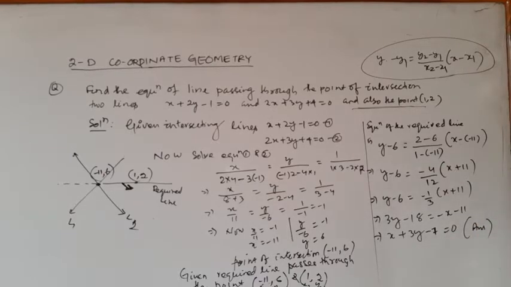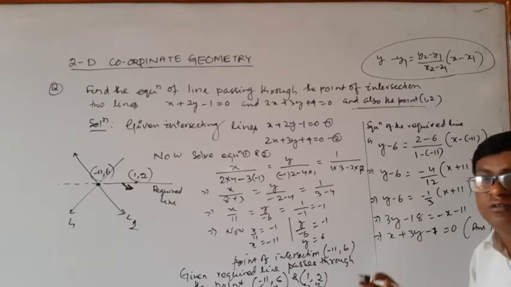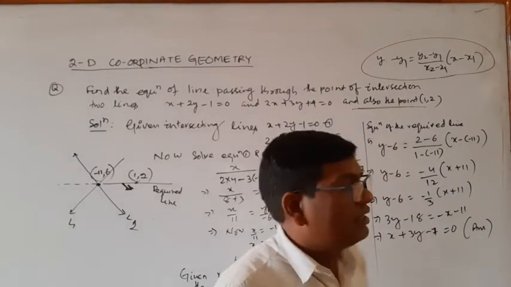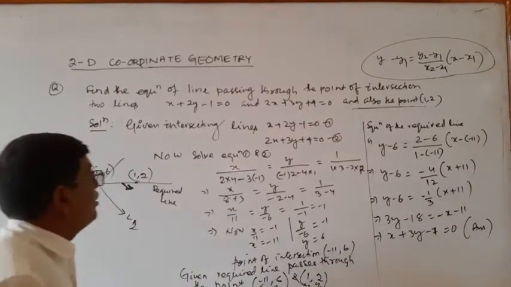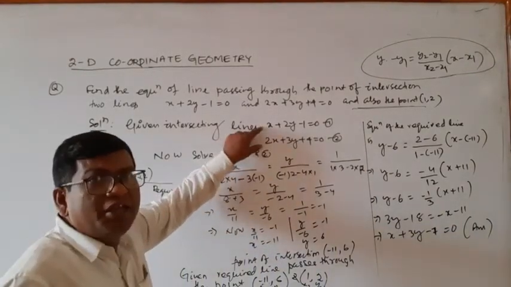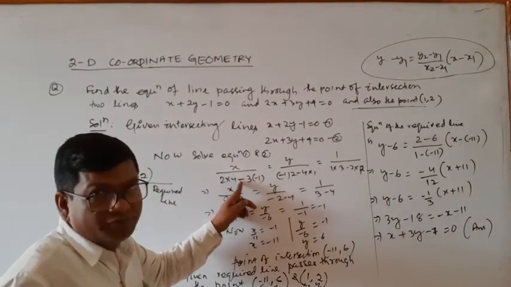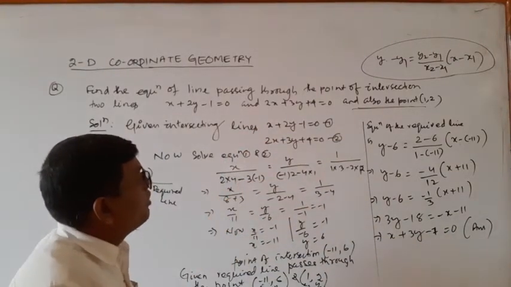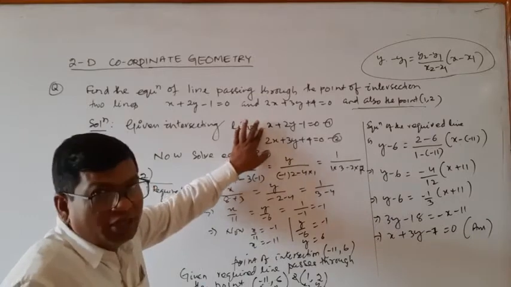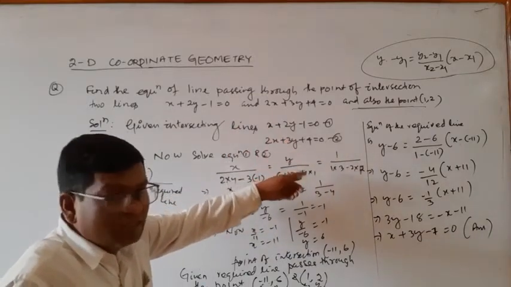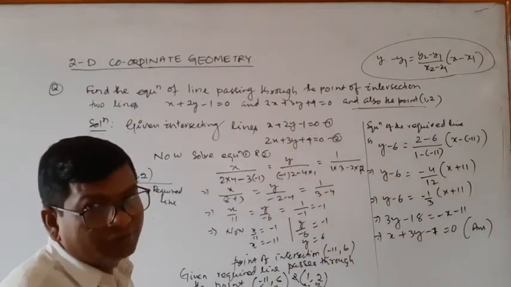The point of intersection, you can find by any method. You can solve by any method to find the point of intersection. This is the cross multiplication method. Or you can multiply by 2, then subtract, find the value of x, then y.